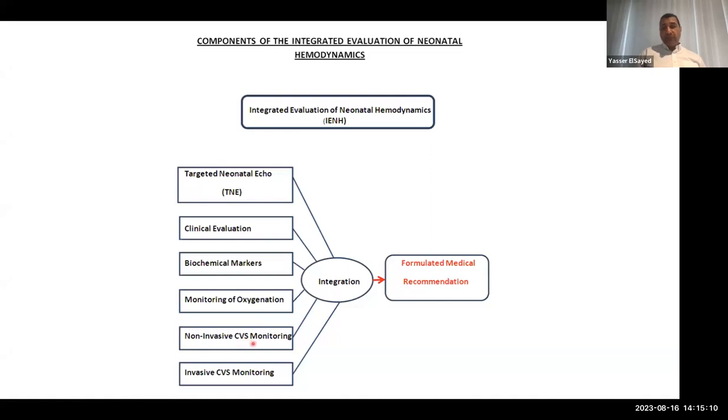Non-invasive cardiac monitoring, like non-invasive cardiac output monitoring or non-invasive blood pressure monitoring, and invasive cardiovascular monitoring, like central venous pressure or invasive blood pressure monitoring. You need to integrate whatever parameters, as I mentioned before, and at the end formulate a medical recommendation based on the details that you are gaining from all of these detailed assessments.